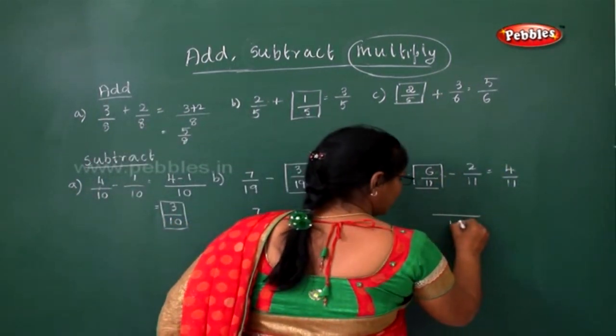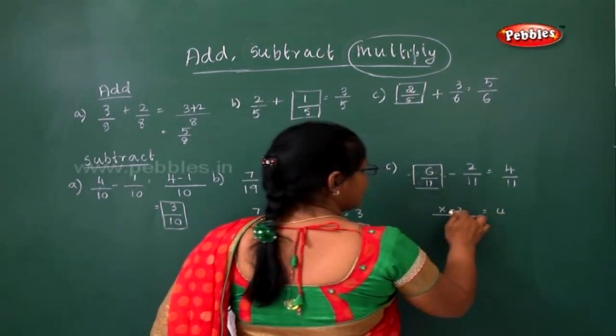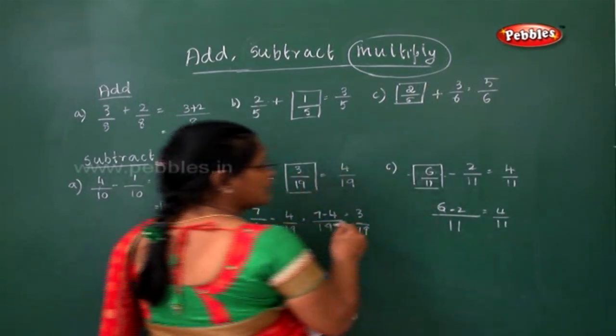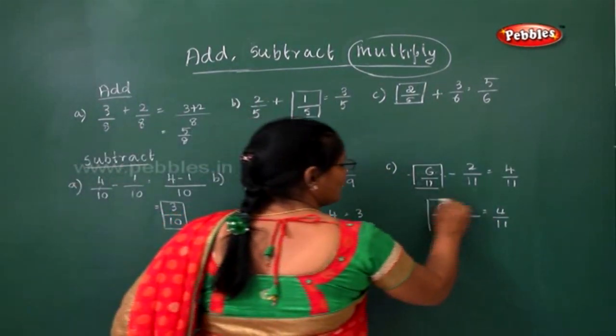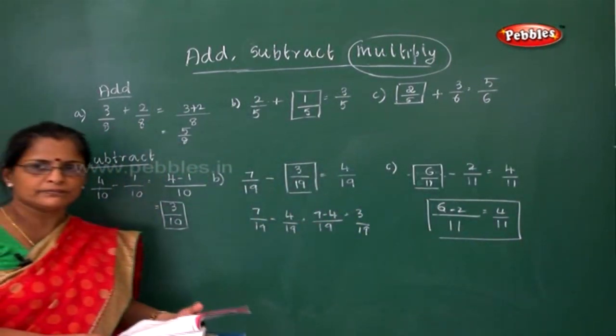Now this is x minus 2 is equal to 4. Now what minus 2 will make 4? It is 6. 6 minus 2 is 4. So this is how you have to do subtraction and addition.